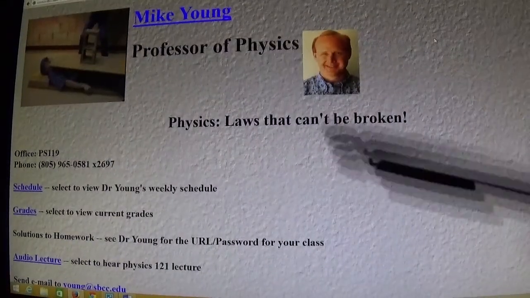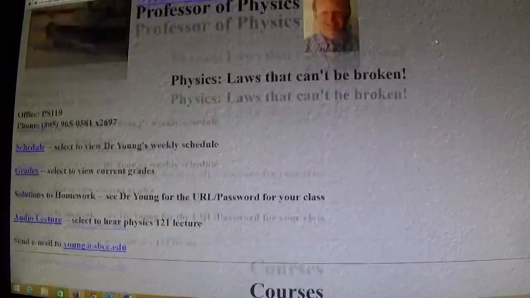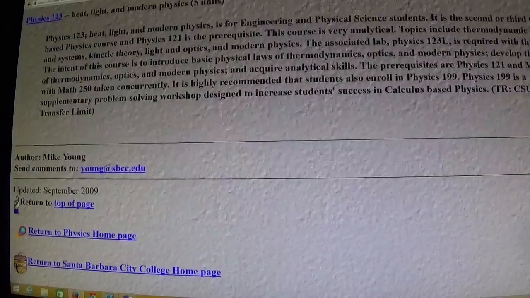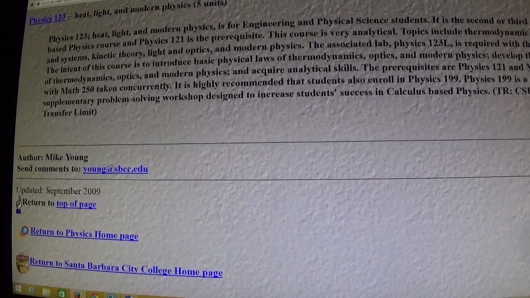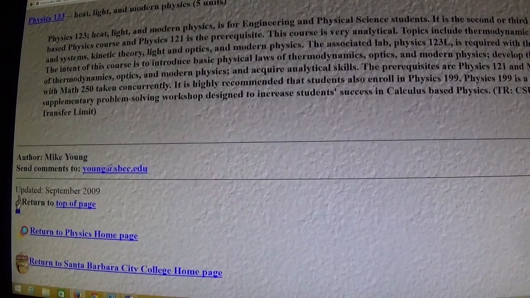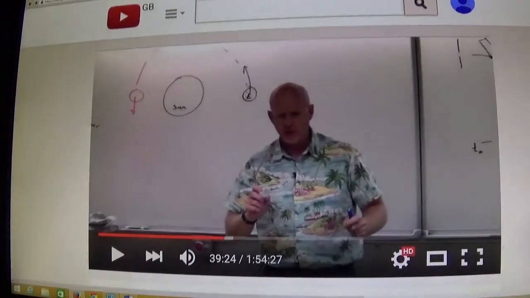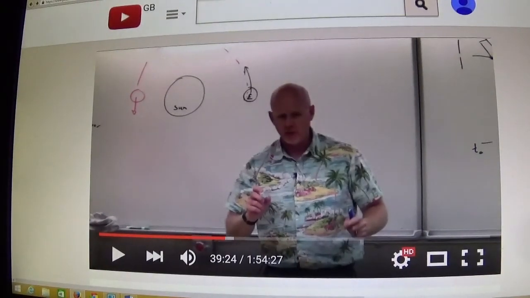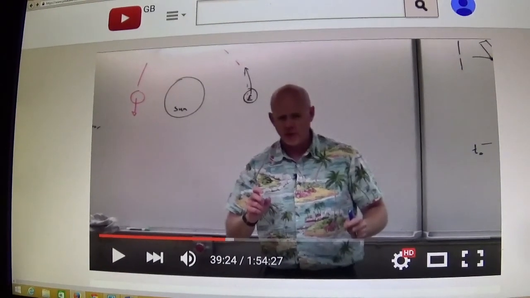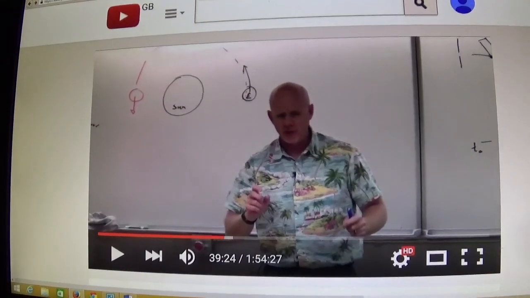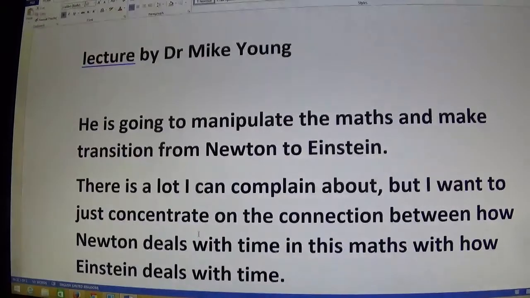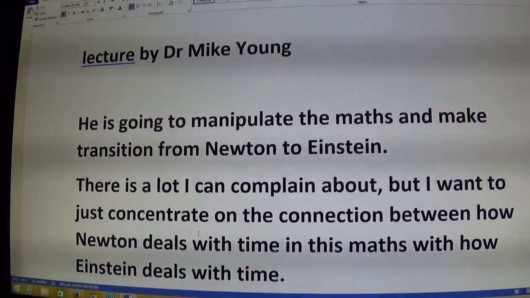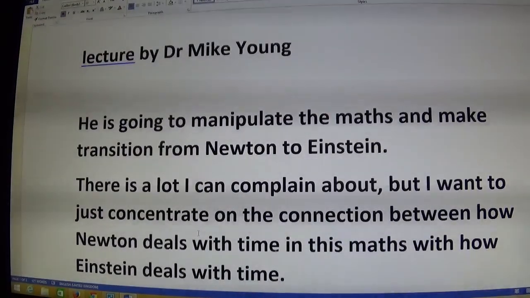There he is at the top. He's a professor of physics at Santa Barbara City College, and he's given a talk on relativity here, and it's basically going to be highly messed up, really. So let's get to that next bit. He's going to manipulate the maths and make a transition from Newton to Einstein.